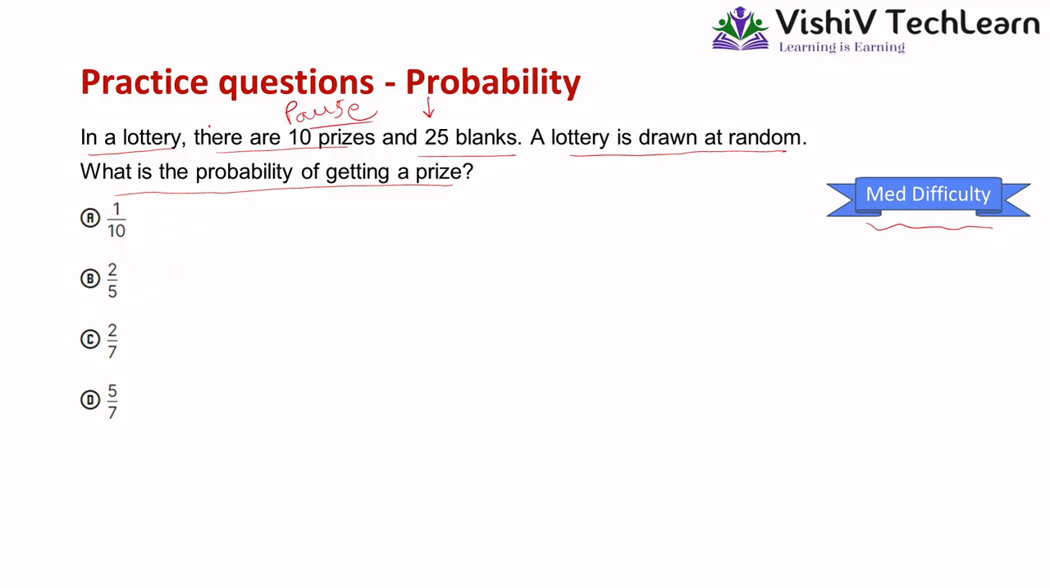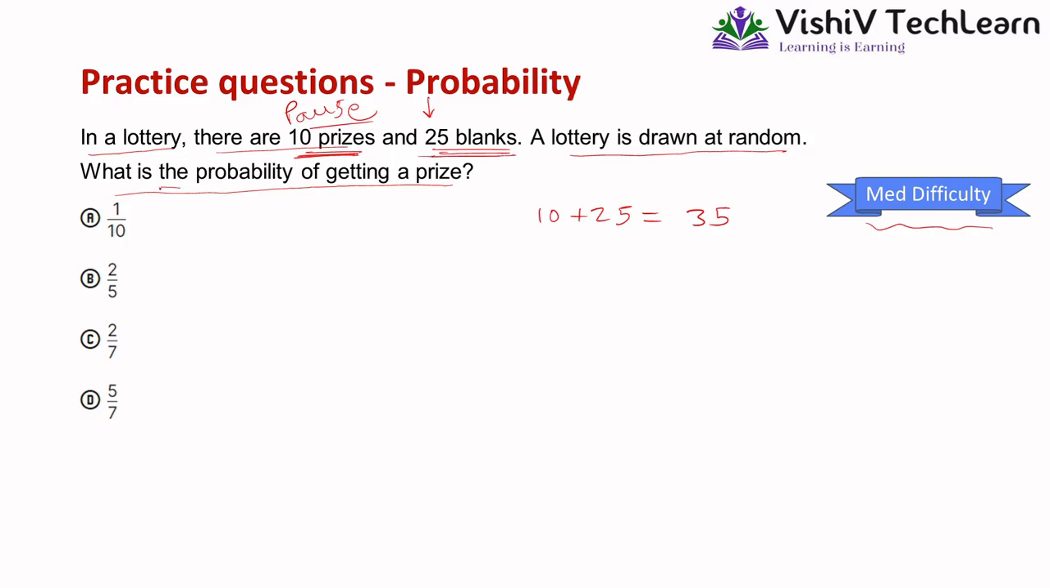So in this case, what is given? 10 prizes are given, 10 prizes are there and 25 blank tickets are there, lottery tickets. And on 10 of the tickets, prizes are there and 25 are blank without prizes. So total how many we have? 10 plus 25. Total we have 35 tickets, lottery tickets.